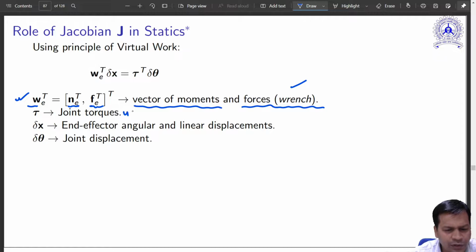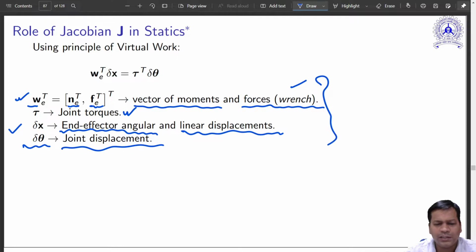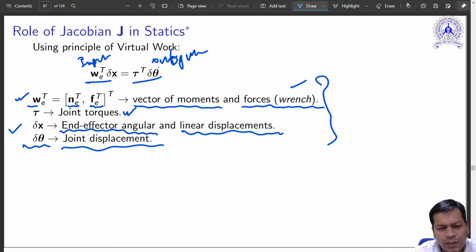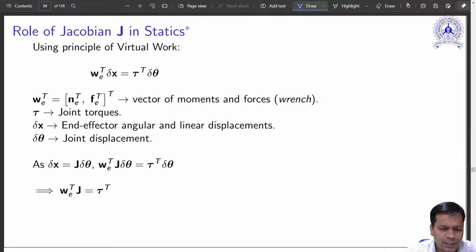Tau is the joint torques, delta x is the end effector angular and linear displacements, delta theta is the joint displacement. So effectively this is the work done on the robot by the external forces. This is the input work done and this is the output. The work done on the robot should be equal to the work done by the robot. So effectively it is like this.